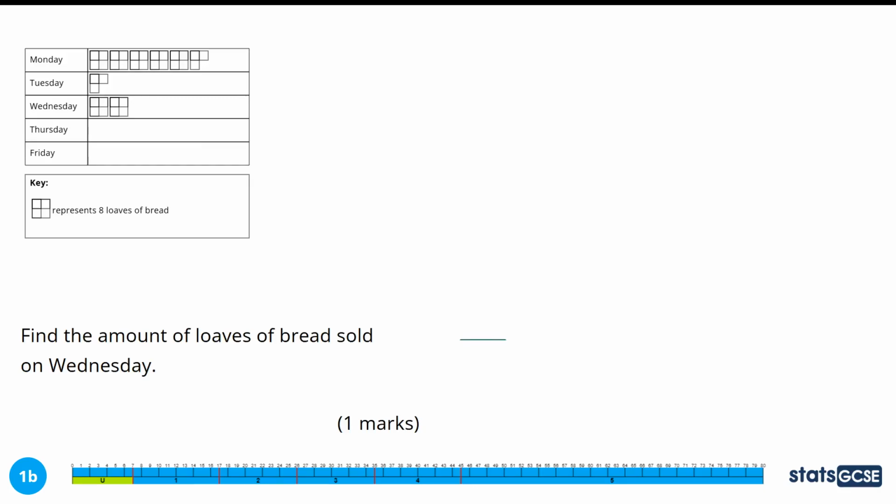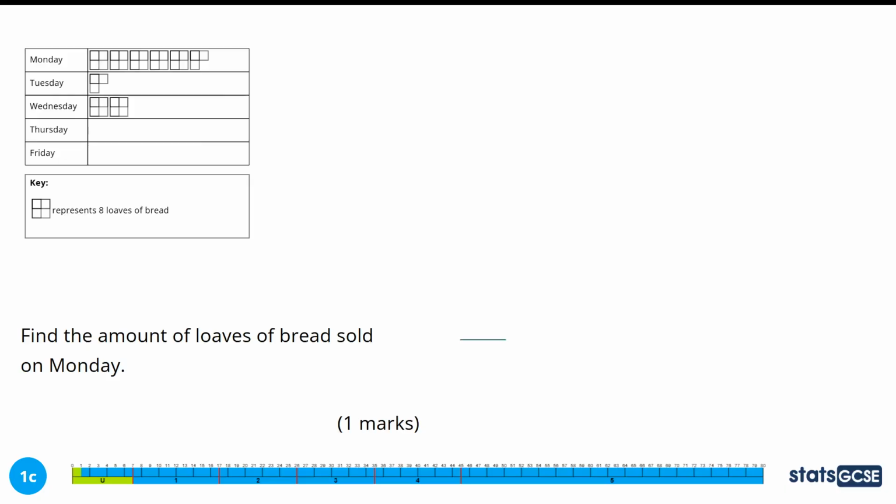The first thing to do is look at the key, and the key shows us that one of these squares represents 8 loaves of bread. So on Wednesday we have 2 of these squares, so 1 and 2, each representing 8. So 8 plus 8 will be 16.